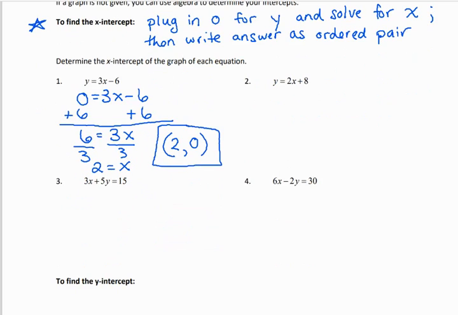Let's do 3. Let's skip 2. I'll have you guys do that one in a second. Let's do number 3 together. So for number 3, same deal. We're finding our x-intercept, so I keep x. We don't know what that is, but I plug in 0 for y. And now I solve.